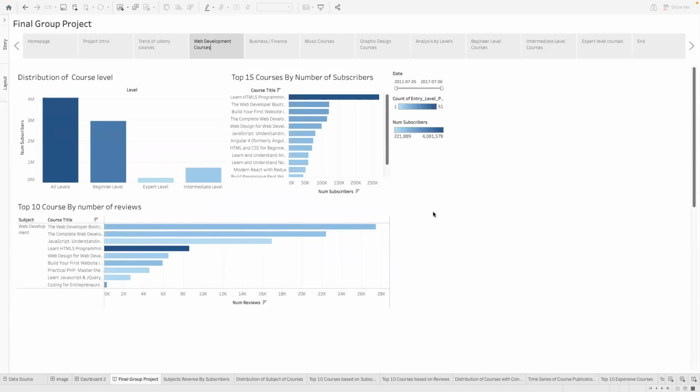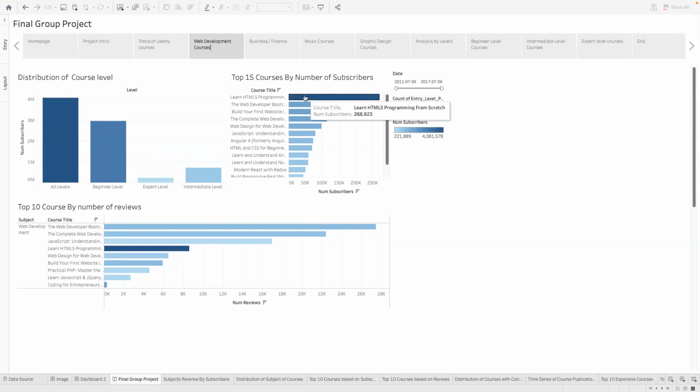Hello, Professor. This is Raj, and my work was to do analysis with respect to the web development course. To begin with, I looked at the number of subscribers for each level in web development. You can see for web development at beginner level, there are 2956 subscribers, whereas the least number of subscribers in web development is 221889, and the highest number of subscribers are in all levels.